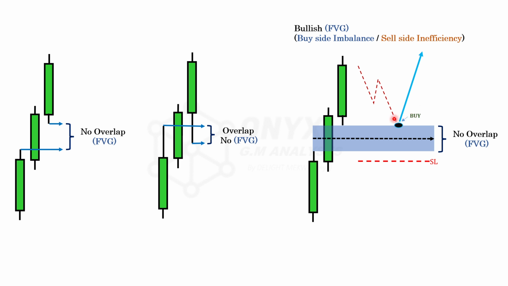So a fair value gap can sometimes be mitigated, meaning you can try to buy on the fair value gap and then they can hit your stop loss. Like I said, sometimes these things fail.